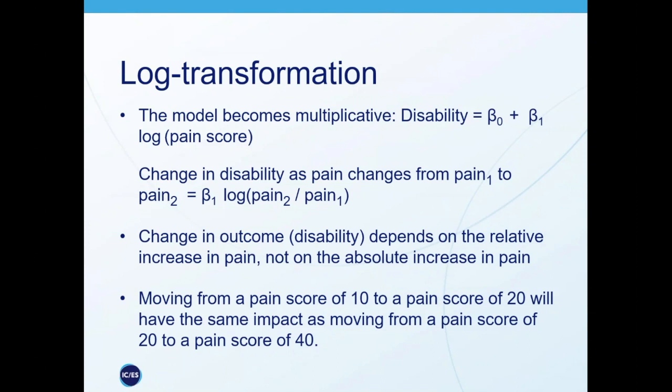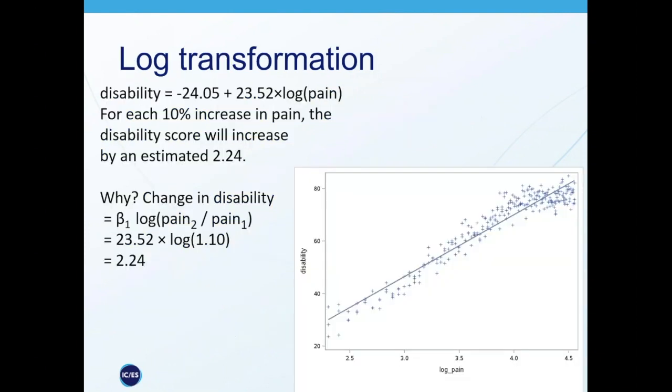If I model pain on the log scale, then I'm saying that moving from a pain score of 10 to a pain score of 20, that is doubling the pain, is going to have the same impact on disability as moving from a pain score of 20 to a pain score of 40, because in both cases I'm doubling the pain. So here's my log fit to the data.